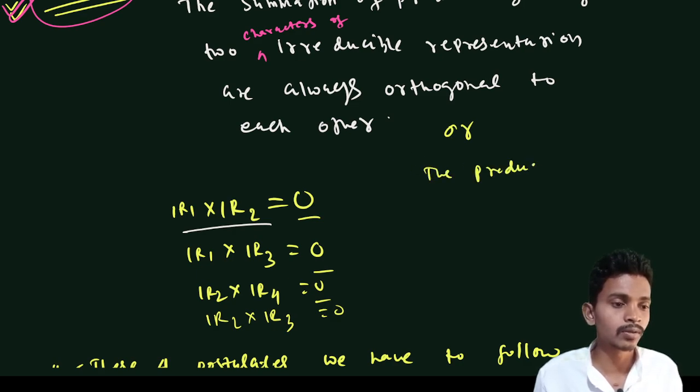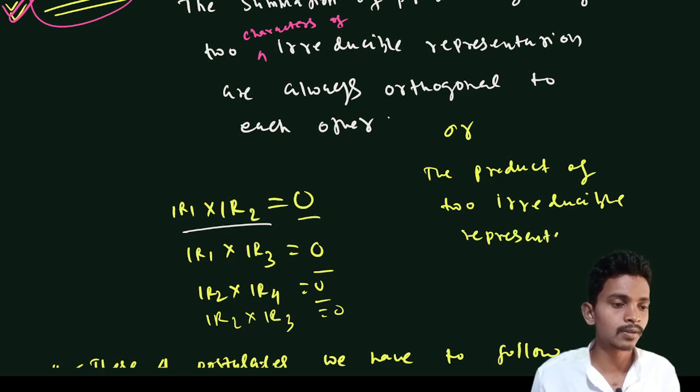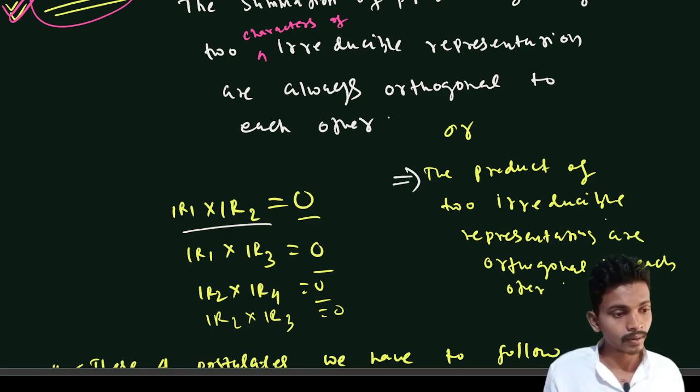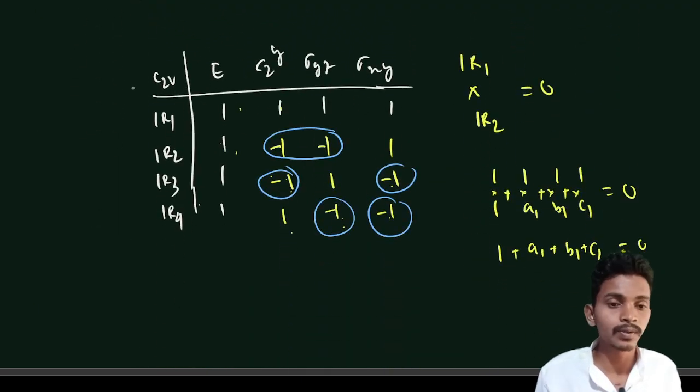Or the product of any two irreducible representations, any two representations are orthogonal to each other. This one is also right. Okay. So by using those four postulates, I have drawn the character table.